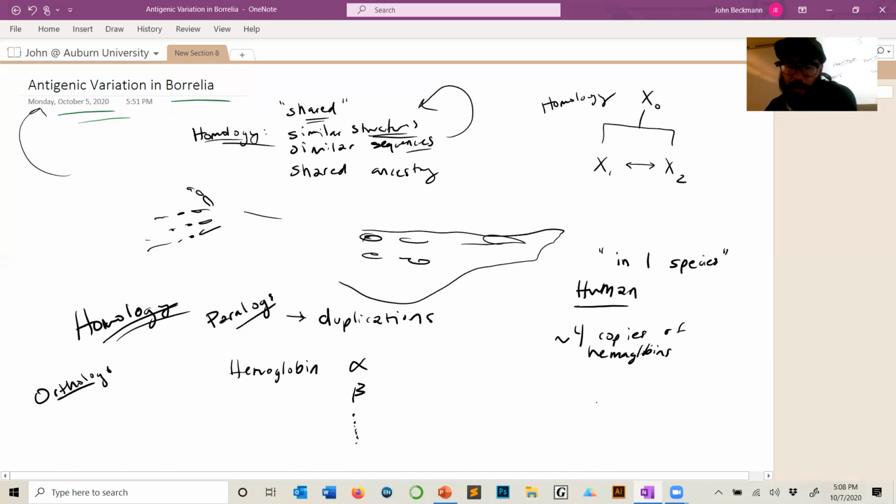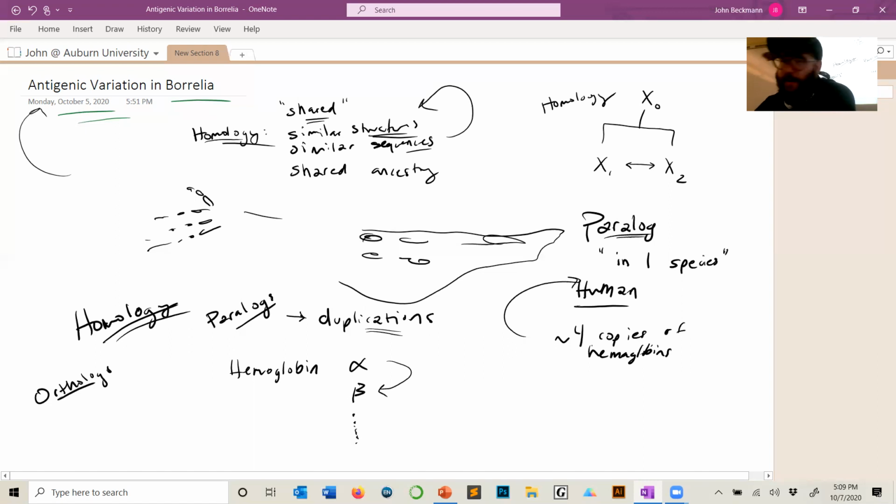Now, these are all homologs of each other. So the alpha hemoglobin is a homolog of the beta hemoglobin, but it's more accurate to say that they're paralogs, because paralog means that they're derived from a genetic duplication event that happened, and there are multiple copies in one species. That's what paralog means. So if you have paralogous copies, that means you have more than one copy of one particular gene in a genome.